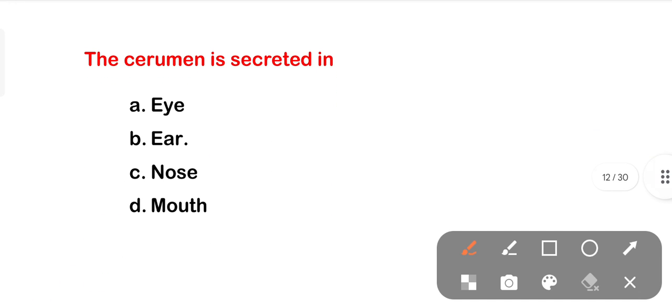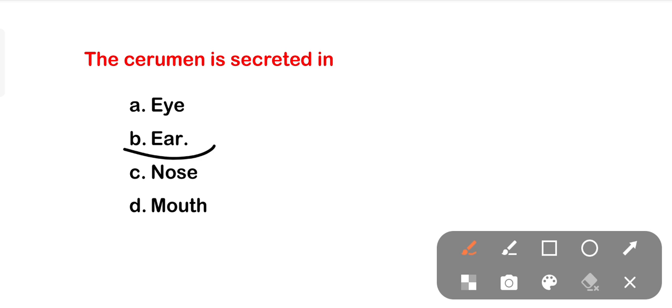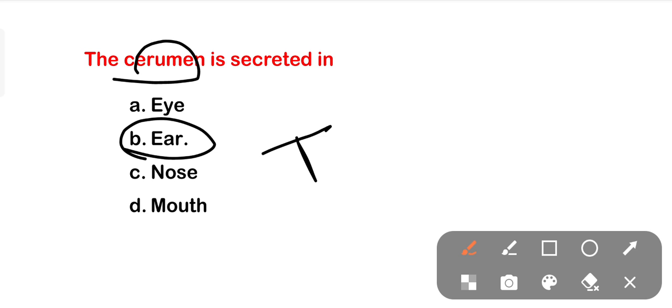The next one is, the cerumen is secreted in. So in our body, where can we find the cerumen? Options are eye, ear, nose, and mouth. The right one is the ear. In our ear, we can find a gum-like sticky fluid that is called cerumen. So what is the function of cerumen? It prevents the entry of pathogens and foreign bodies.